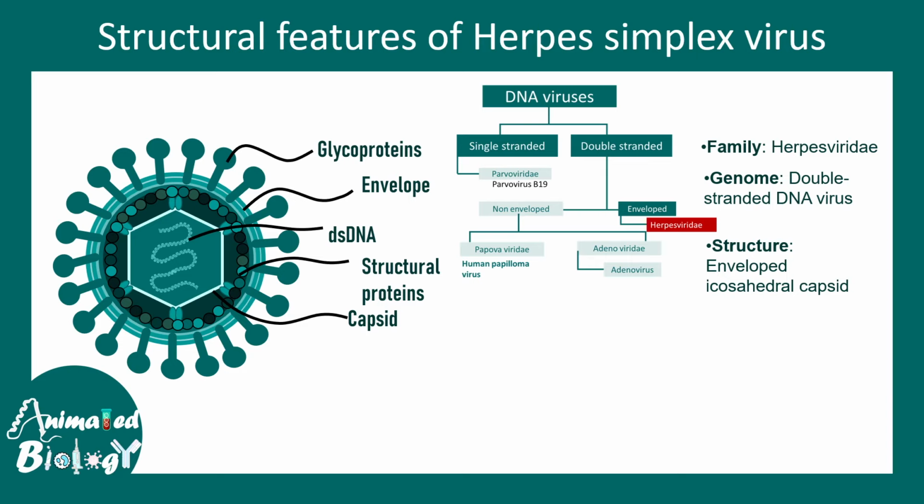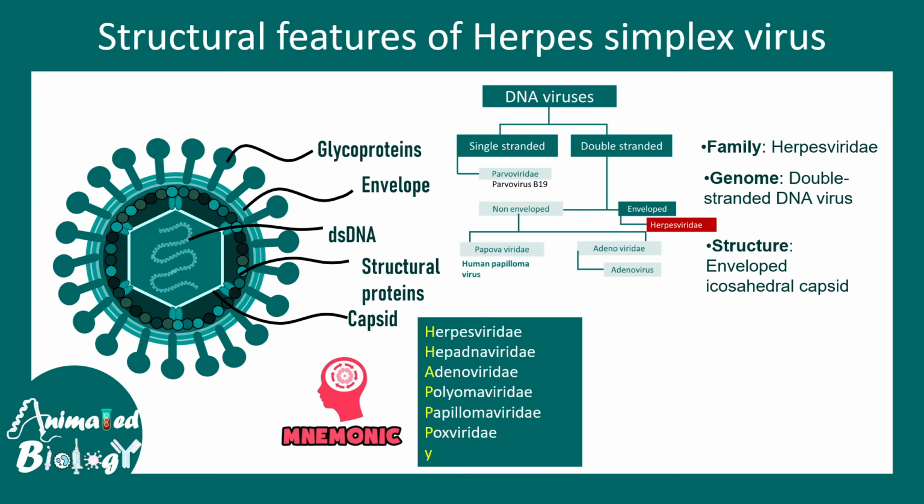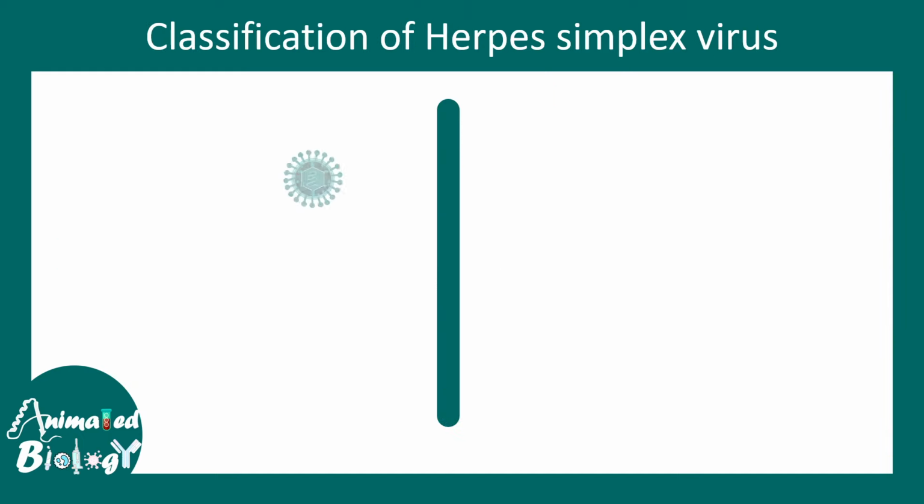At any point of time, if you find it difficult to remember what type of virus this is, you just remember the mnemonic HAPPY virus. All double-stranded DNA viruses are actually HAPPY viruses. So HAPPY stands for Herpesviridae, Hepadna, Adeno, basically Parvo, Papova, and Papilloma virus. So all of these are basically HAPPY viruses.